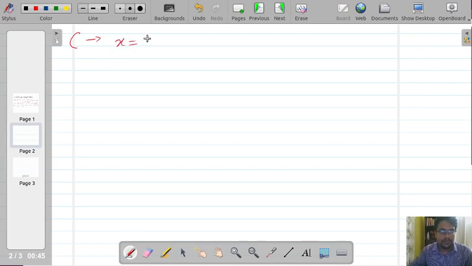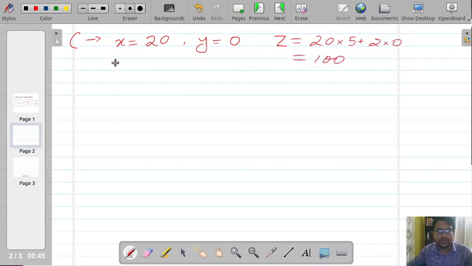Say somebody else comes with another solution, that he buys exactly 20 pens for me, and doesn't buy any pencils, because once he buys 20 pens, the total cost, this is 5 into 20 plus 2 into 0, is already 100, so he doesn't have any other money to buy more pencils for me.